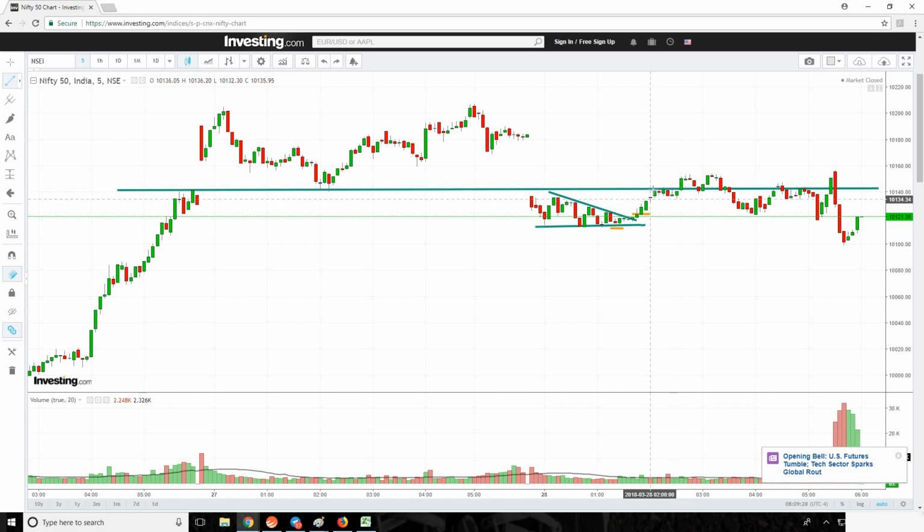So this could have been our second trade. Now guys, the third trade could have come right here. The third trade could have come right here. Now what happened in this case?